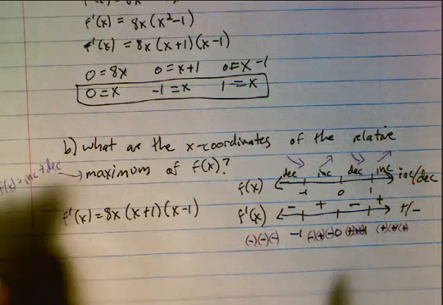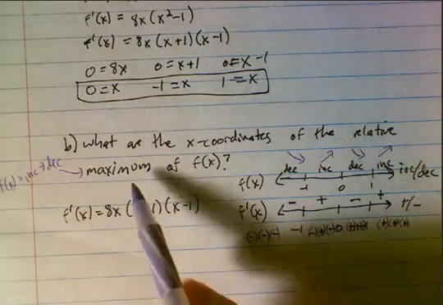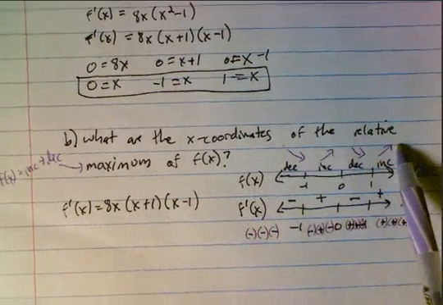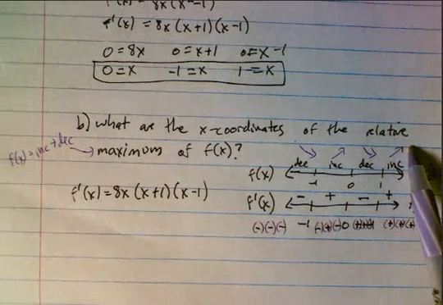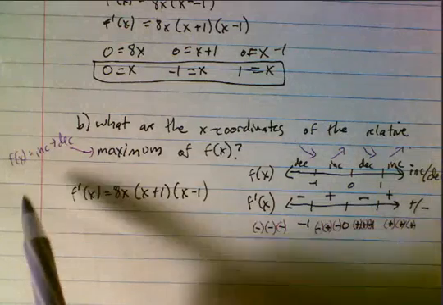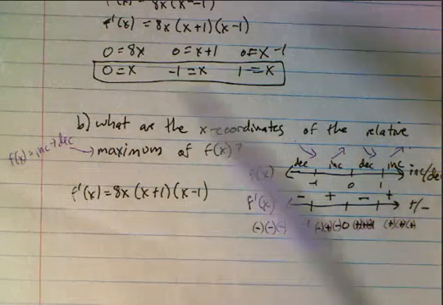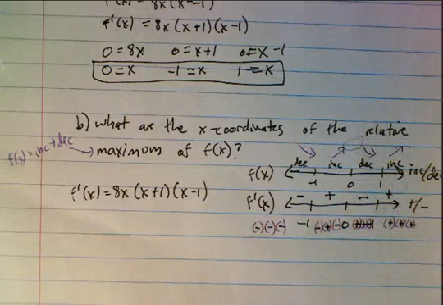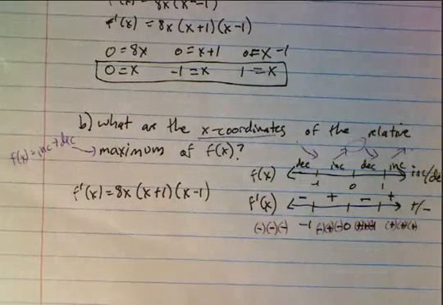Now we're looking for the relative maximum. So that's not the absolute maximum, where we would look at all 3 of these points, where f of x starts decreasing or stops increasing. The relative maximum only happens when we have this change from increasing to decreasing. So only right there. We're asked for the x-coordinates.